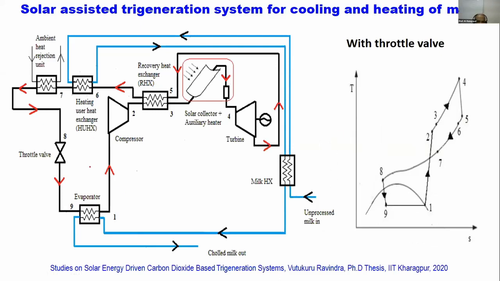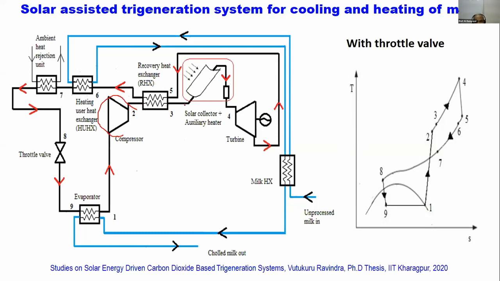So if you consider the refrigerant side, from the evaporator, the refrigerant is entering into the compressor. It is getting compressed from 1 to 2. Then it passes through a recovery heat exchanger. In the recovery heat exchanger, this carbon dioxide which is coming from the compressor gets sensibly heated by extracting heat from the refrigerant which is coming from the turbine. So this recovery heat exchanger is an internal heat exchanger where the hot carbon dioxide coming from the turbine rejects heat to the relatively cool refrigerant coming from the compressor.